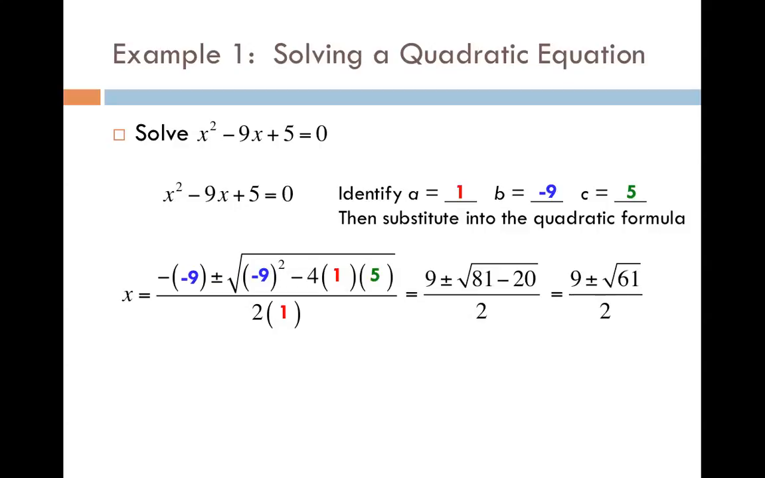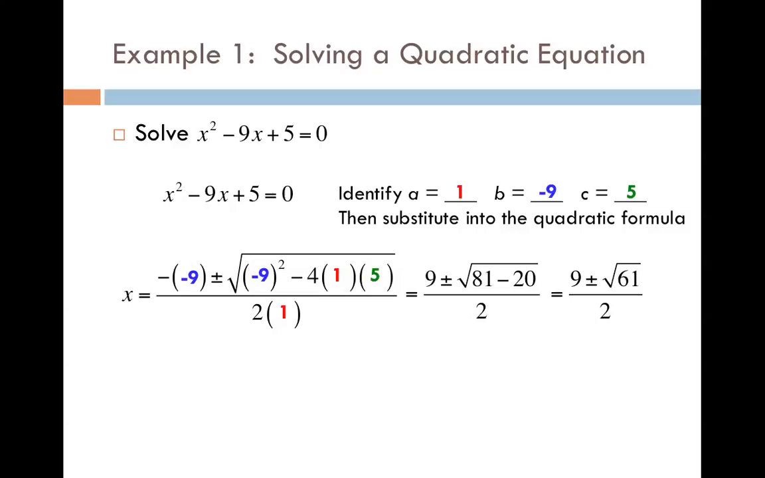Also notice there that when I take the opposite of b out in front, that opposite of negative 9 became positive 9. And my 2 times 1 in the denominator just became 2. So I'm now looking at 9 plus or minus the square root of 61 over 2. Now here's a good place to stop and talk about the discriminant for a minute.